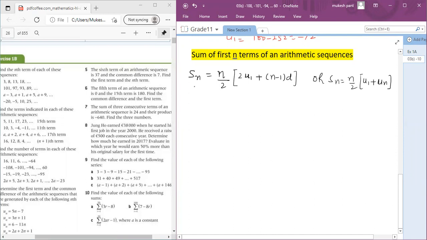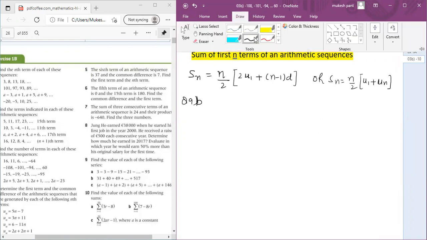Okay, so if we take question number 9. Sir, what do you mean by sum of first n terms? Okay, yeah. I will make it understood through an example. So question number 9, part B. I'll show you.